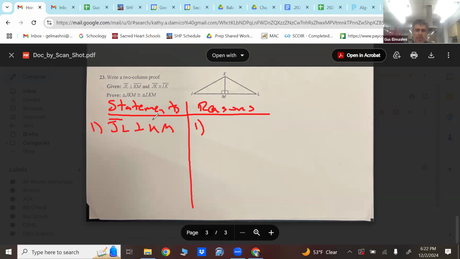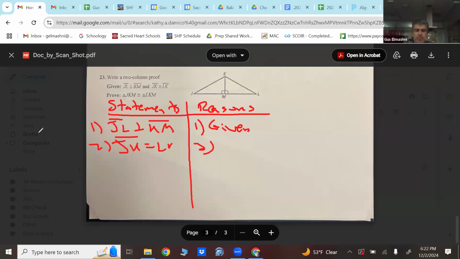But the one thing you always want to do is just state the givens right away. Like the first two steps, just put the givens, just get them out. And whatever you want to prove is going to be the last step, just so you know, because that's the whole point. You want to prove it.